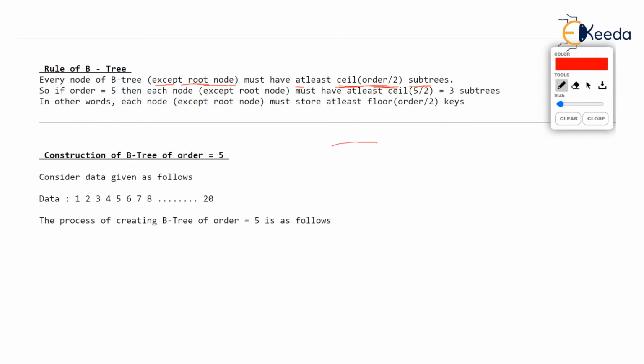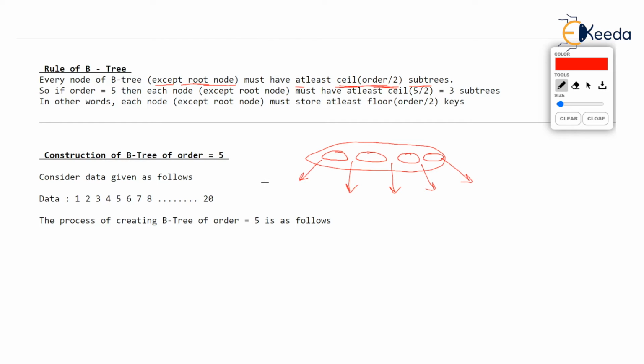Let's assume that the tree has order 5. That means 5 pointers. As order is 5, it can point to 5 children. Correct? So how many places are there to store the key here? 4 places: K1, K2, K3, K4.